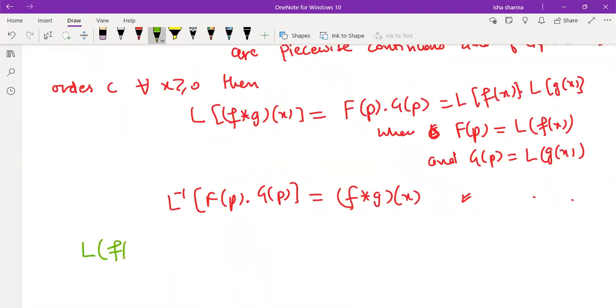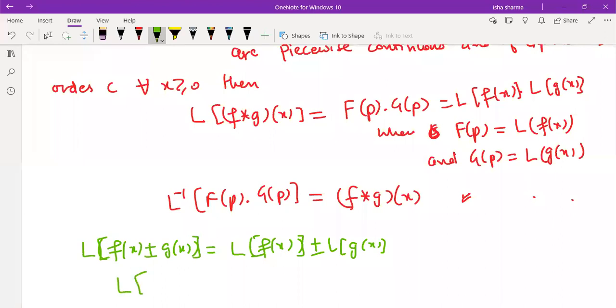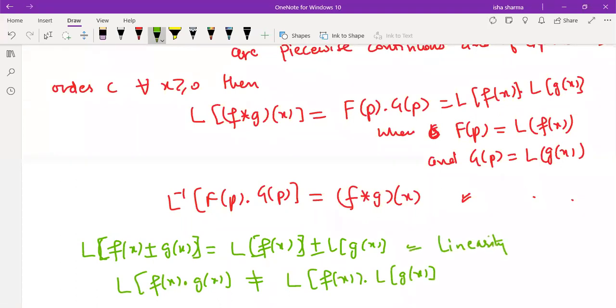Because of the property of linearity, we know that when we add or subtract two functions, L of [f(x) plus or minus g(x)] is L of f(x) plus or minus L of g(x). But the same thing does not happen with multiplication. L of f(x) into g(x) is not equal to L of f(x) into L of g(x). The linearity holds because the Laplace transform is a linear transformation.